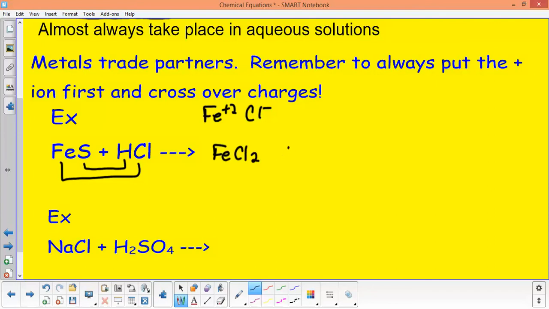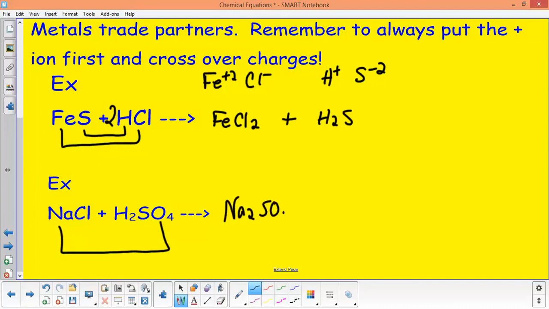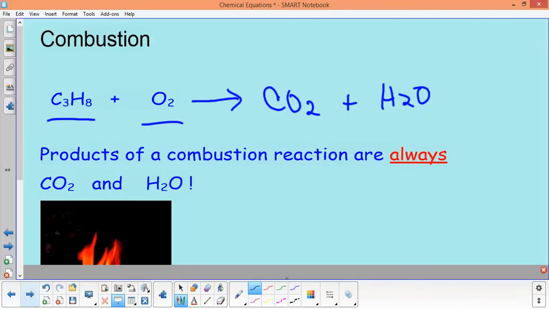And then hydrogen with sulfur. Hydrogen is plus 1, sulfur is negative 2, so H2S. Then you would balance it by putting a 2 here. Just trade partners. And this one would be Na and sulfate, so Na2SO4 plus H and Cl. They're both 1, so it's HCl. Then I would need to balance that by putting a 2 there and a 2 there, and it's balanced. That's double replacement.